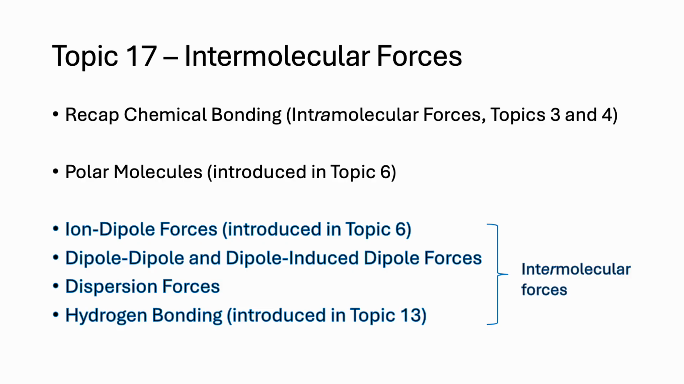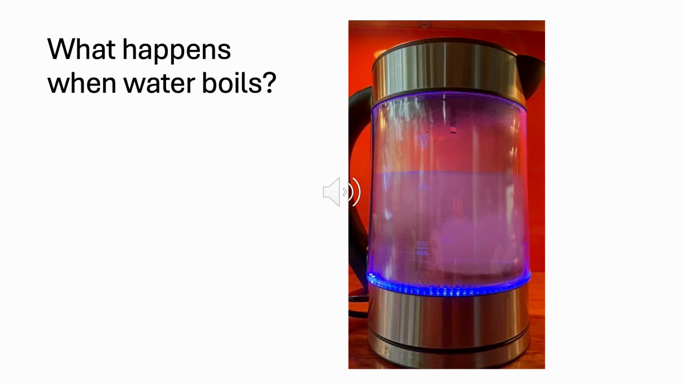First, we recap chemical bonding. These are called intramolecular forces as they occur within a substance. For example, they are responsible for holding the atoms of a molecule together. We will see how an uneven distribution of electrons within a molecule results in a polar molecule. This is our starting point to look at the 4 different types of intermolecular forces.